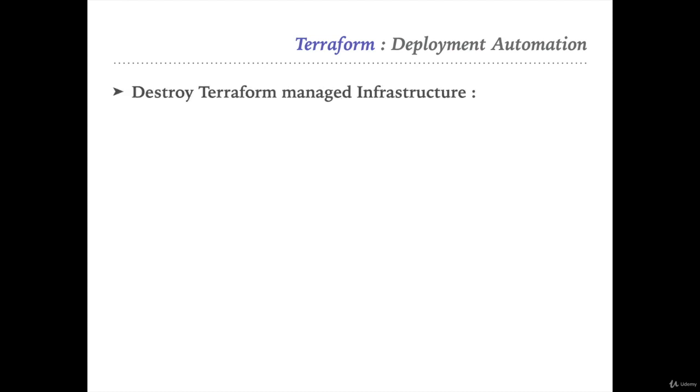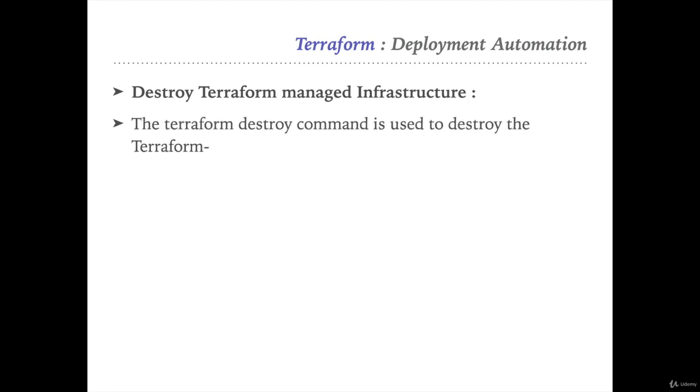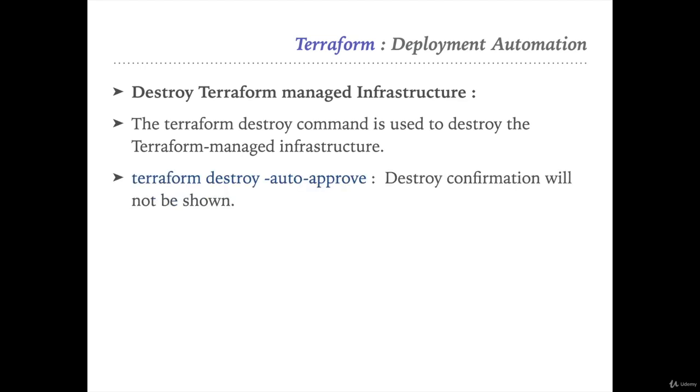The last is destroy Terraform managed infrastructure. How can we destroy the Terraform infrastructure? To destroy it, the main file is the state file, and you can destroy the infrastructure with the command terraform destroy. You can simply execute terraform destroy, but this will ask for confirmation. If you don't want to provide the confirmation explicitly, you can execute the command terraform destroy -auto-approve.